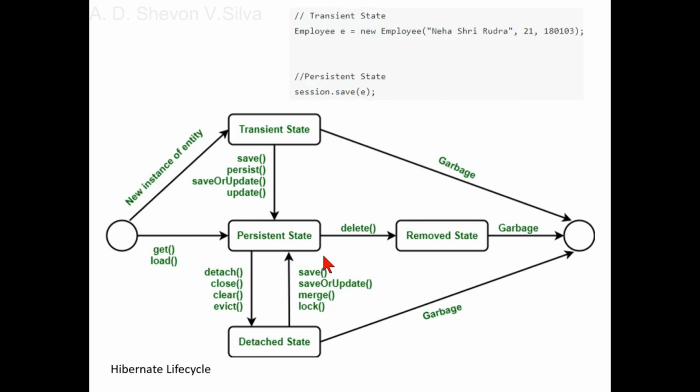Now we are considering the persistent state. Once the object is connected with the Hibernate session, then the object moves into the persistent state. So there are 2 ways to convert the transient state to the persistent state. 1, using the Hibernate session, save the entity object into the database table. 2, using the Hibernate session, load the entity object from the database table.